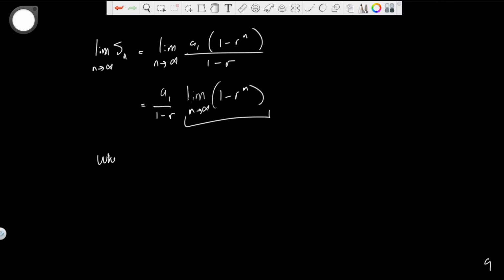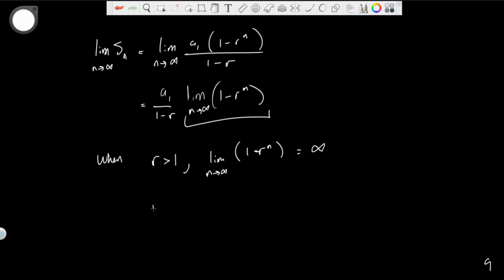When r is greater than 1, the limit as n approaches infinity of 1 minus r to the n, if r is greater than 1, this term is exploding. This limit here is going to diverge. Well, let me say this. The limit here is infinity, and this limit is infinity, so the series diverges.